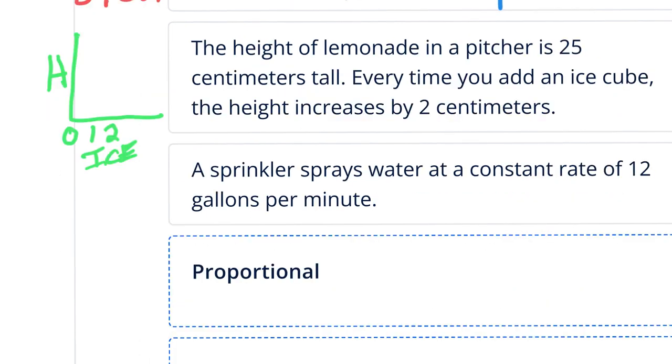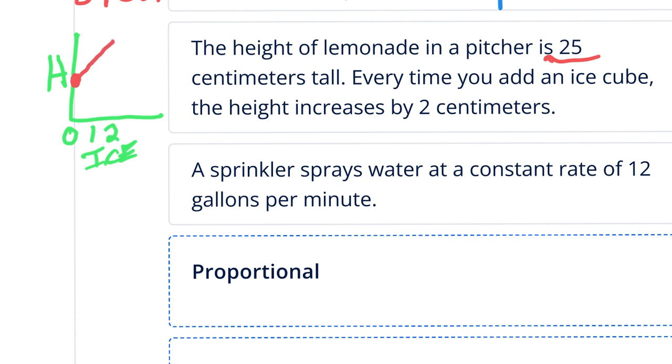All right, we're going to use a graph on this one. The height of lemonade in a pitcher is 25 centimeters tall. Every time you add an ice cube, the height increases by 2 centimeters. So if I were to do that, before I add the ice, it's telling me that it's 25 centimeters, which might be right there. And then each time I add an ice cube, I will go up 2. So there, I'll just keep going up.